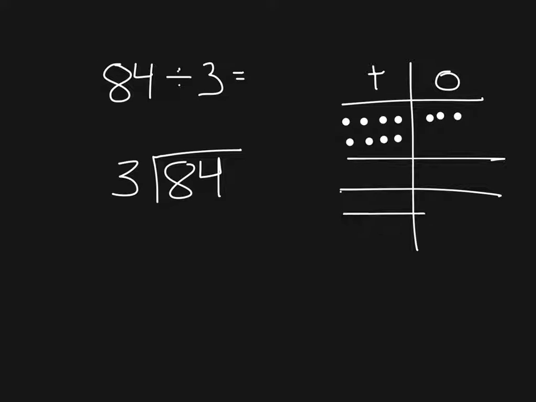I'm going to give myself space on the place value chart for me to record what my 3 equal groups are, because I'm dividing it by 3, so I'm giving myself 3 spaces. And I'm going to ask myself, 8 tens divided by 3, how many times? I can distribute these tens into my 3 equal groups until I either run out or I don't have enough to make another equal group.